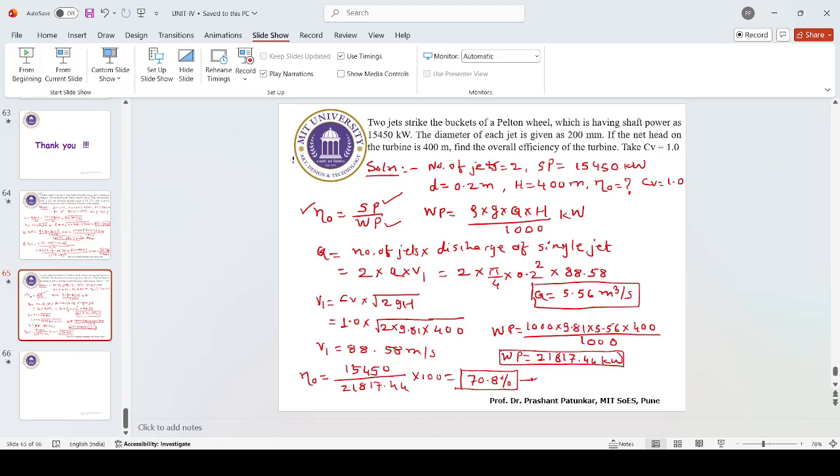So this many percent is the efficiency, which is the required answer for the hydraulic efficiency of the given Pelton wheel. So these are the two simple exercises by means of which we can calculate the various parameters, various unknowns for the Pelton wheel.